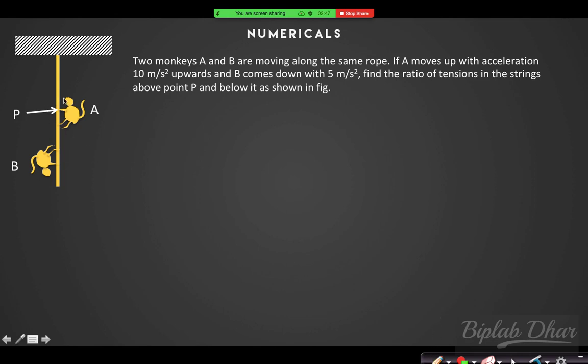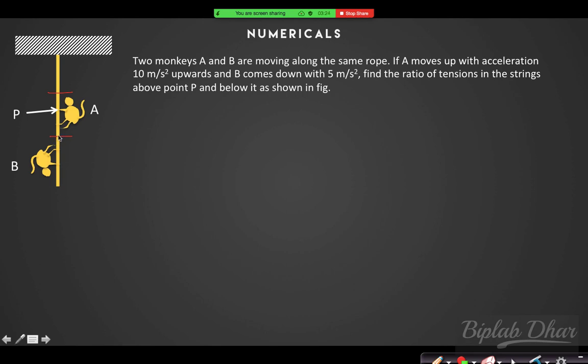Whenever we need to find the tension at any point, we cut the rope somewhere, right? So here I have to find the tension just above and below the point P. So I will take two segments of the string. I have cut the string here, and another I have cut the string here. So here the tension on the string is T1 and here the tension is T2.